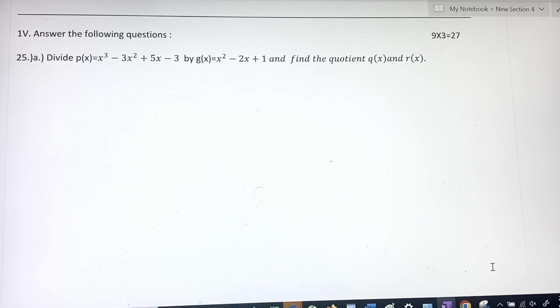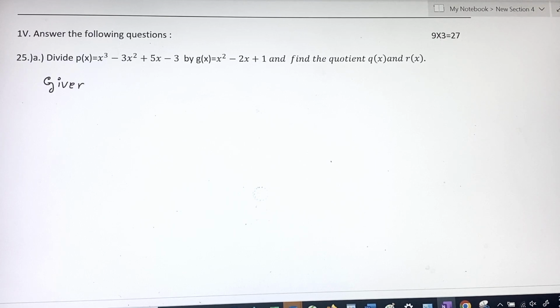Divide p of x equal to x cube minus 3x square plus 5x minus 3 by g of x equal to x square minus 2x plus 1. Find the quotient and the remainder. So this is a direct question where they have given p of x and g of x, and they asked us to find r of x and q of x. So let's start with the given values.